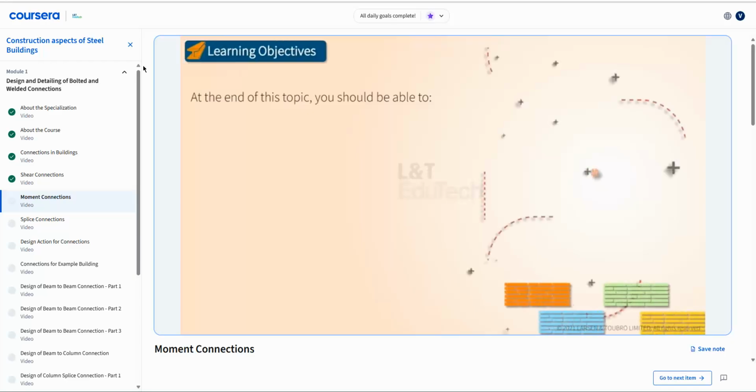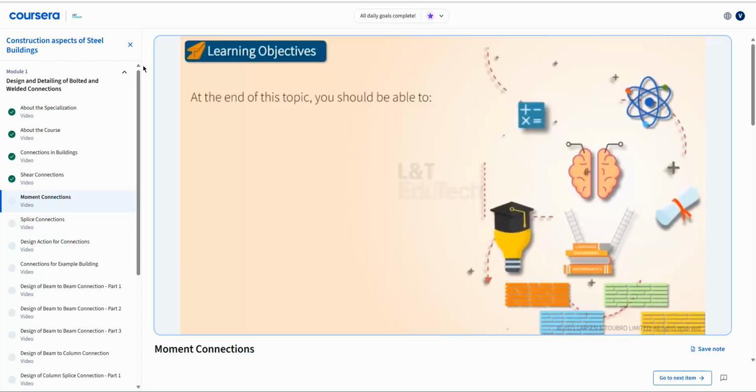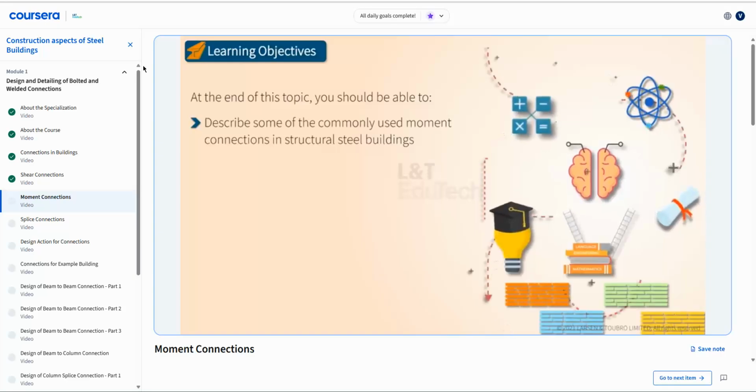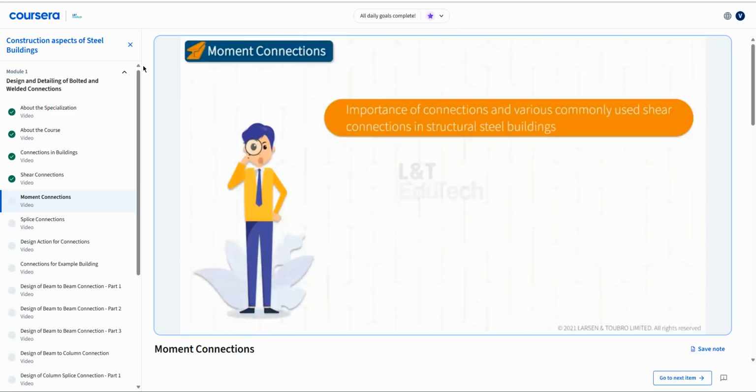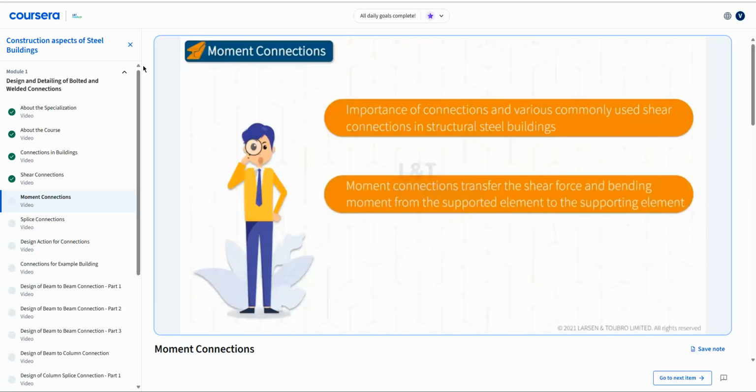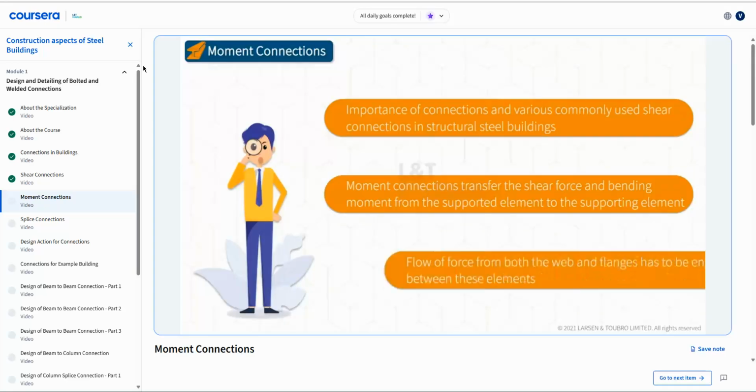At the end of this topic, you should be able to describe some of the commonly used moment connections in structural steel buildings. We have already seen about the importance of connections and various commonly used shear connections in structural steel buildings. As we have seen in the previous topic, in the case of moment connections, in order to transfer the shear force and bending moment from the supported element to the supporting element, the flow of force from both the web and flanges has to be ensured between these elements.